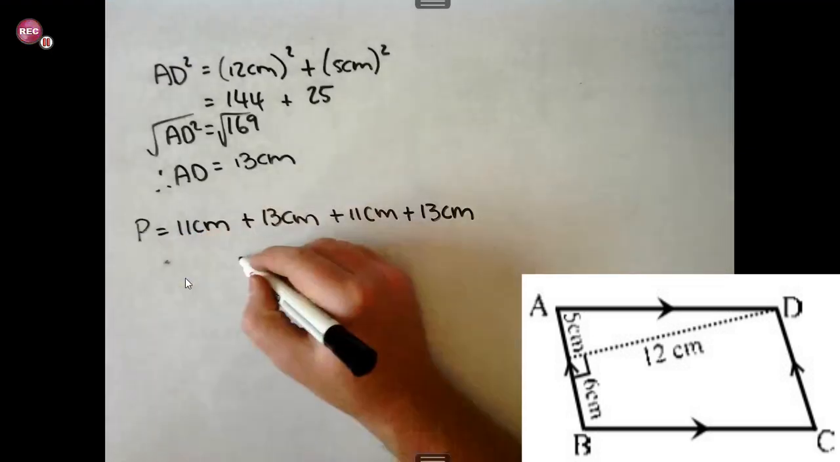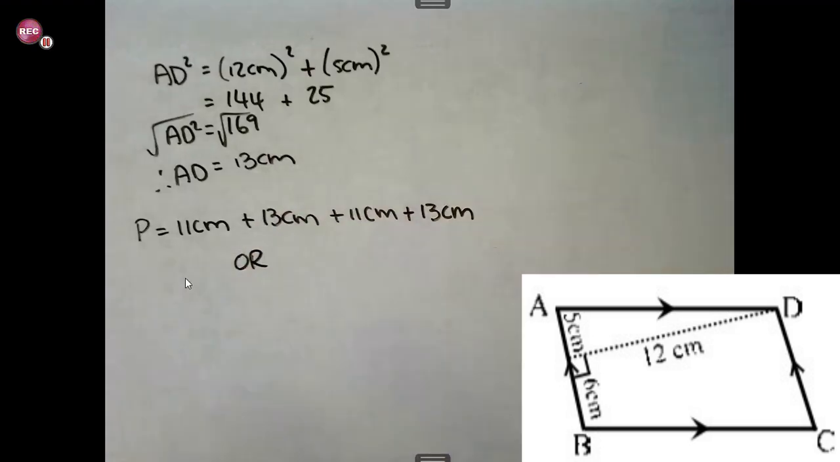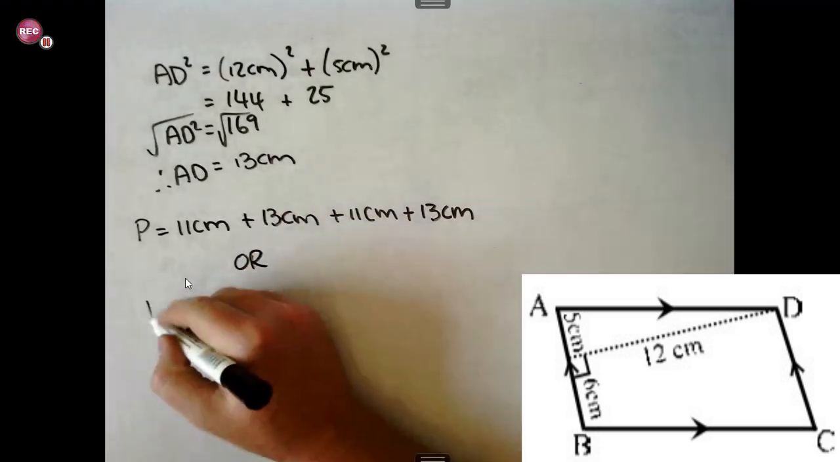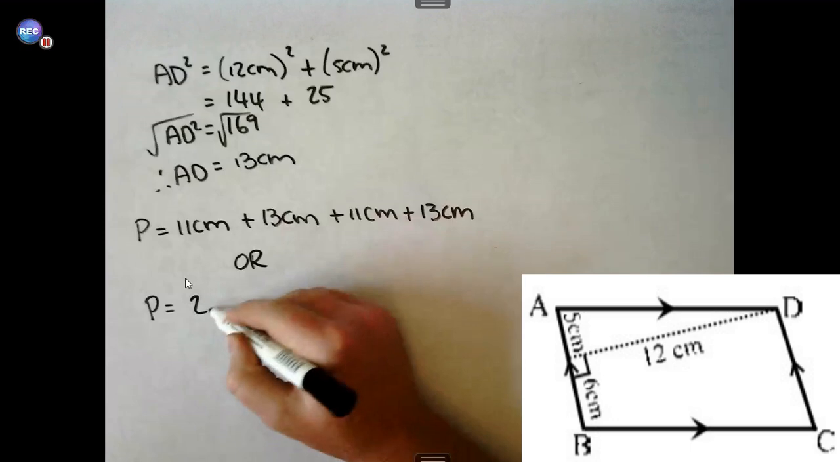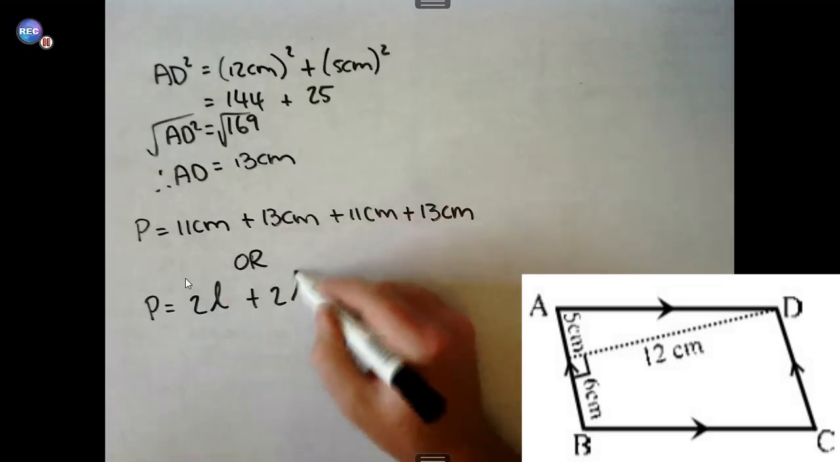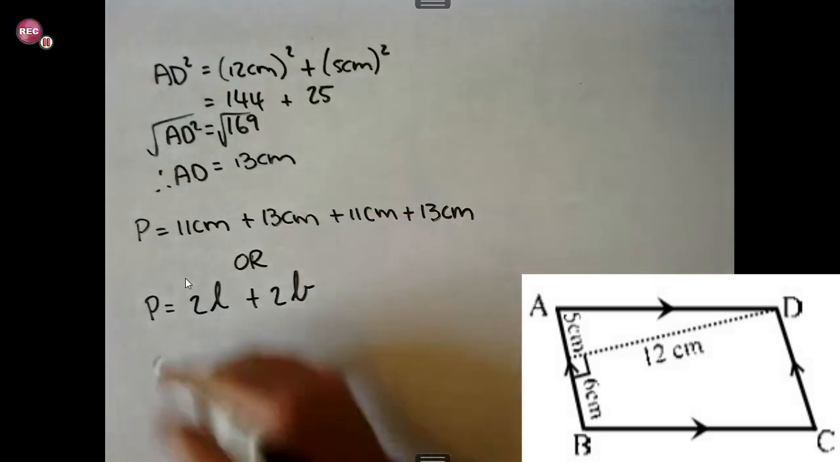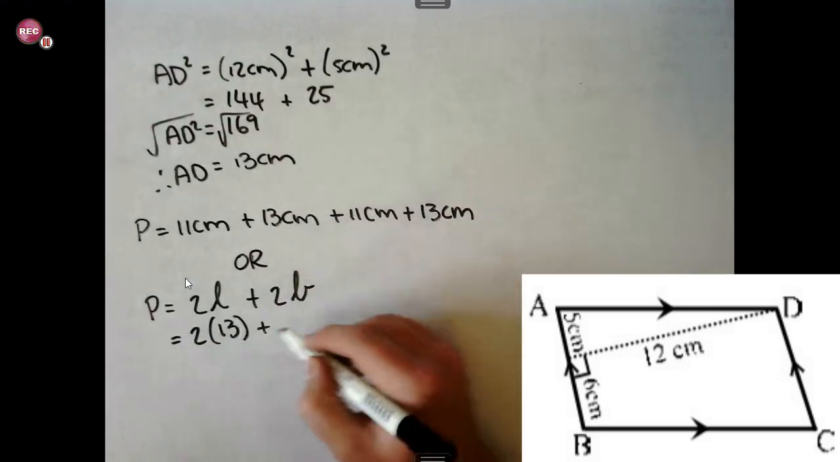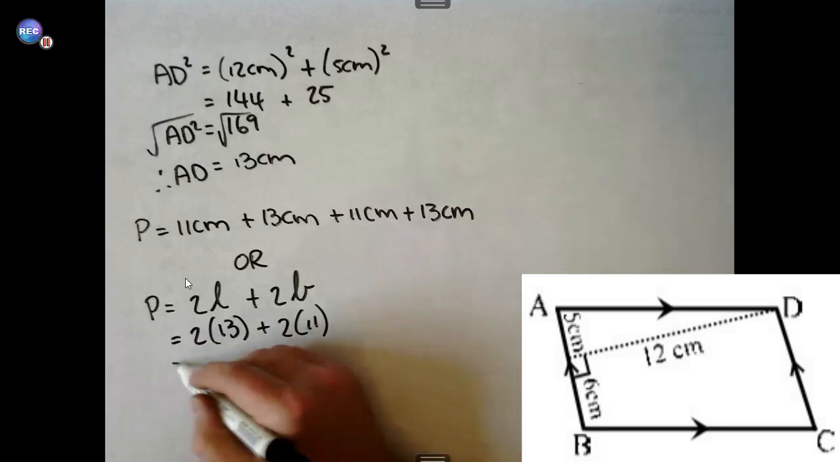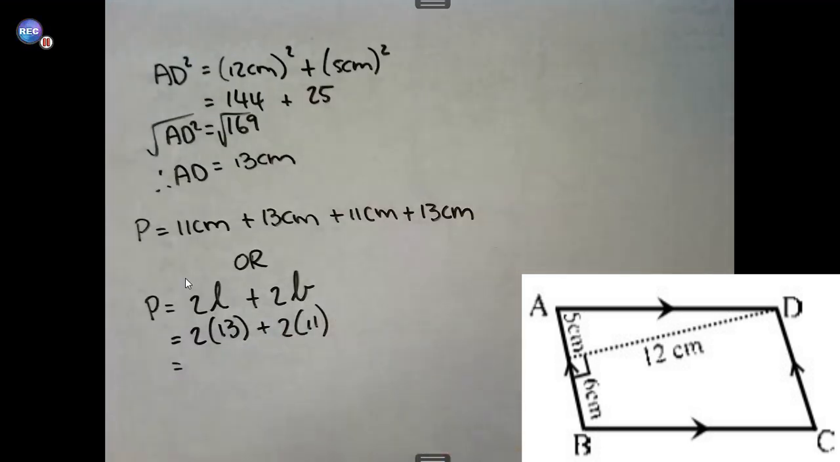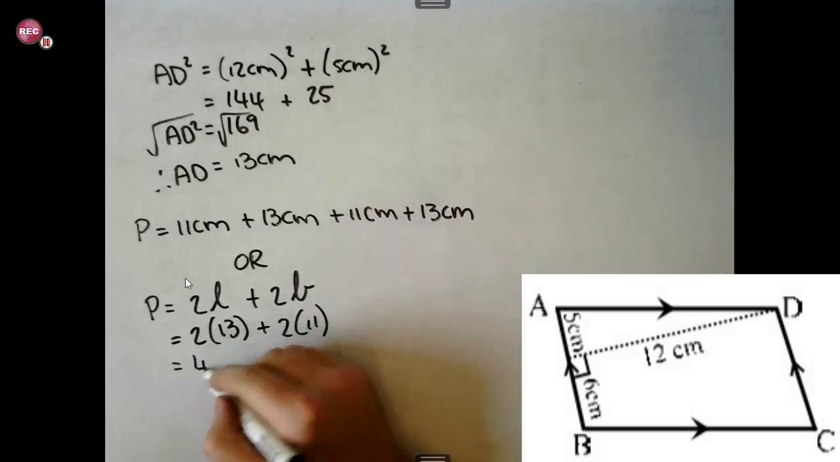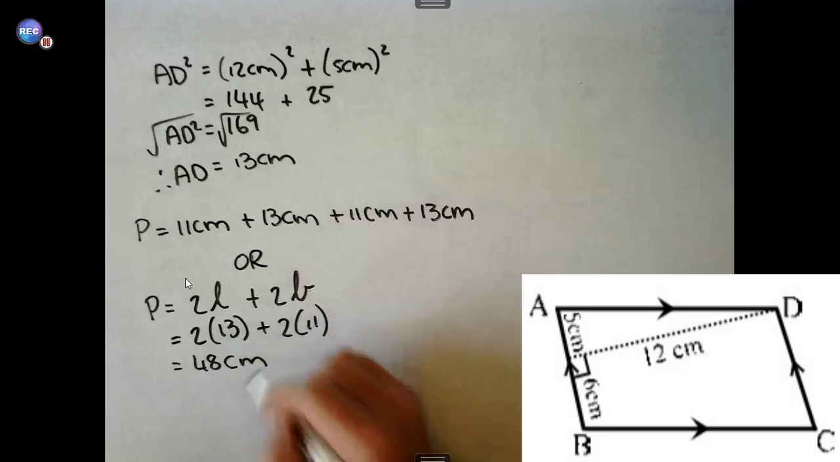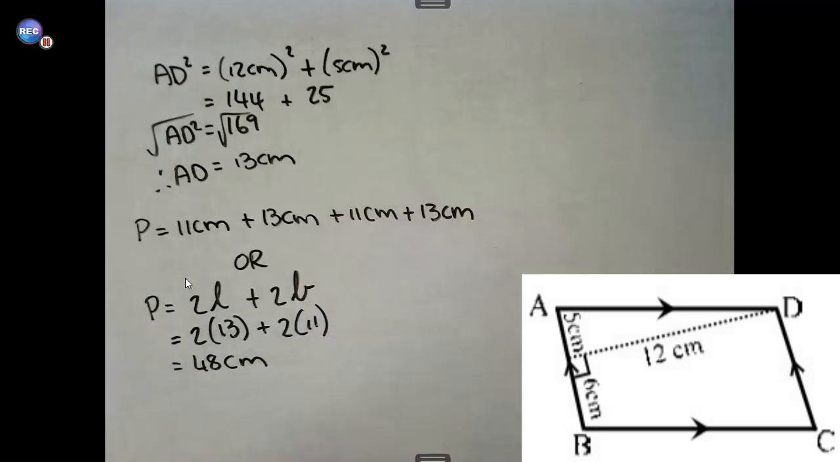Or you can use the other method that I like to use, and I use it with the rectangles as well. Perimeter is equal to 2 times the length plus 2 times the breadth. So you can say 2 times 13 plus 2 times 11, and if you add it all together, it will give you a total perimeter of 48 centimeters for this shape. Okay, 48 centimeters for that shape.